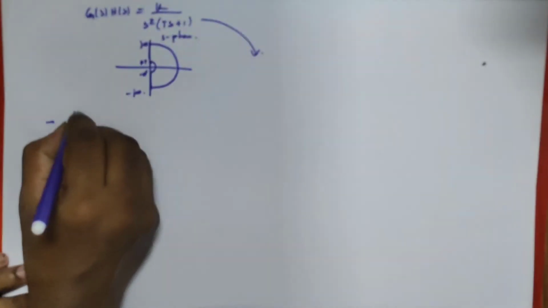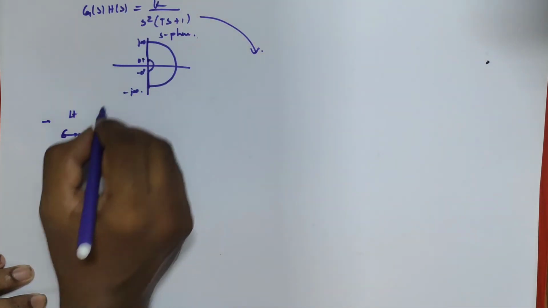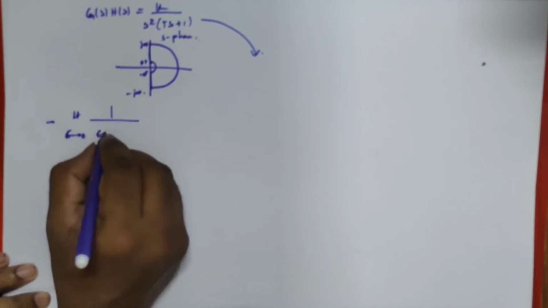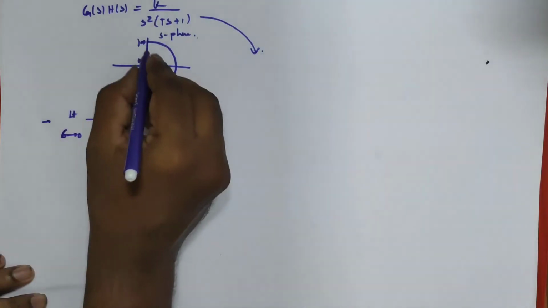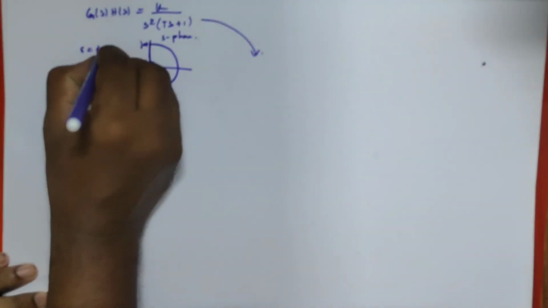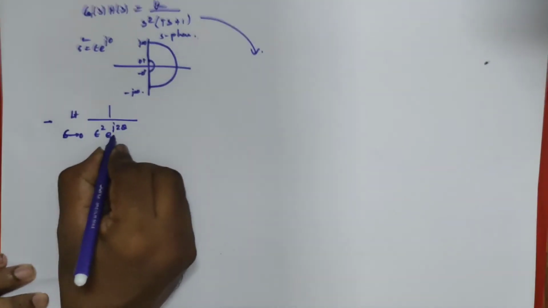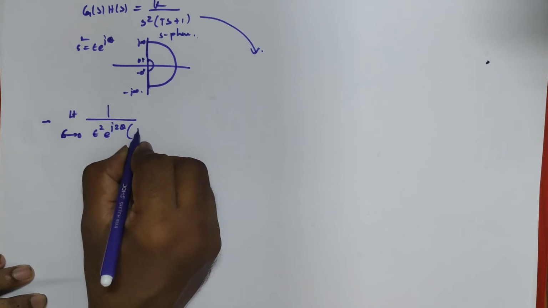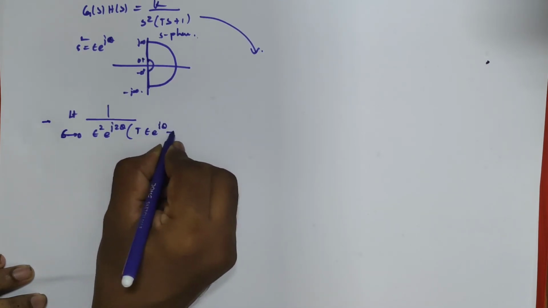This whole system limit s tends to infinite, so epsilon tends to 0. I should substitute all the s values with epsilon naught functions. So s is equal to epsilon naught e power j theta. If I substitute and do s square, I get epsilon square e power 2 theta, and the function becomes k by s square into t e power minus j theta plus 1.